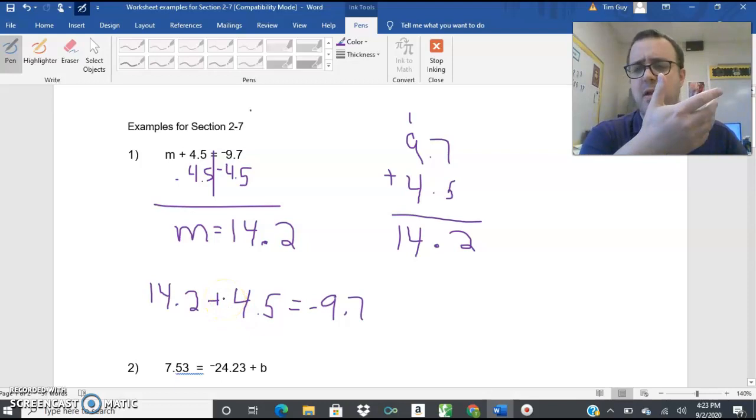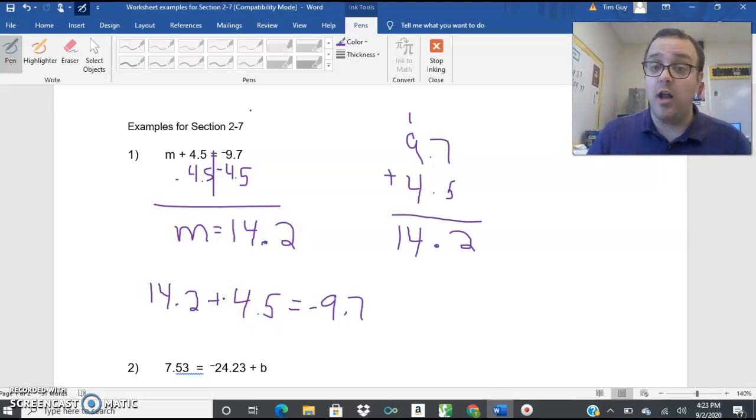Maybe I should go back and check my work and see if I messed something up. Oh, wait, hold on. I go back and see these were two negatives, same signs, add and keep the sign. My answer is actually negative 14.2. I need to make sure I kept that negative. So let's try that. If I do negative 14.2, oh yeah, now when I add them together, I do get negative 9.7.